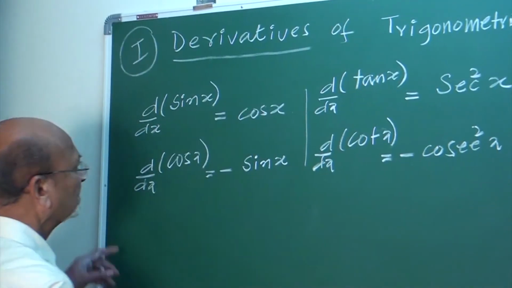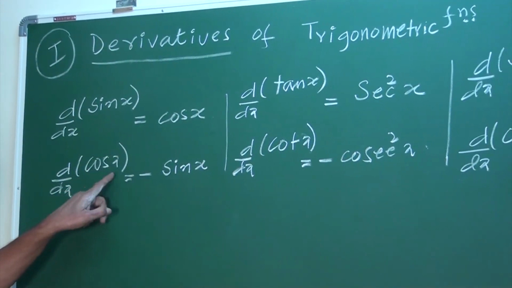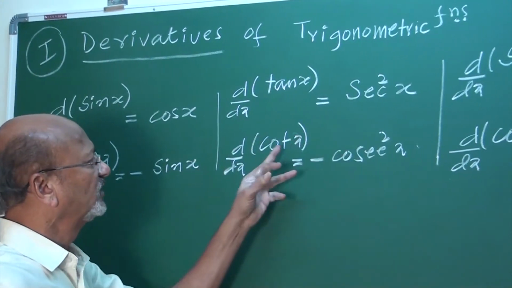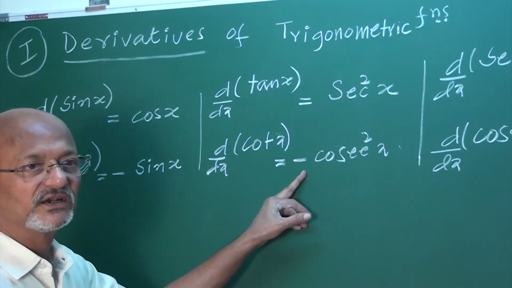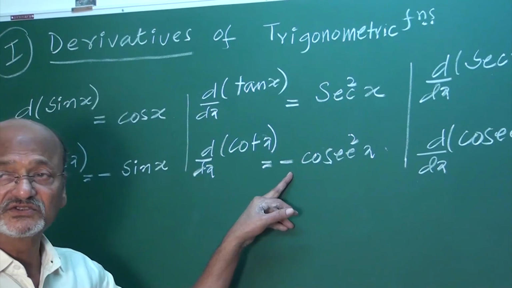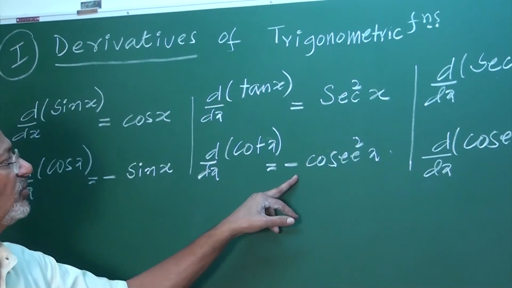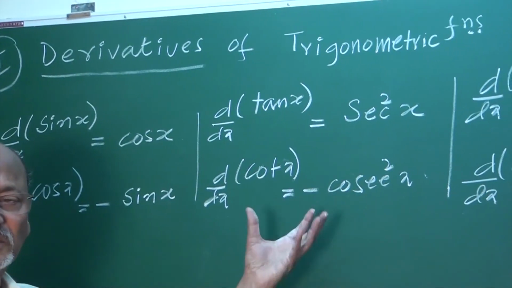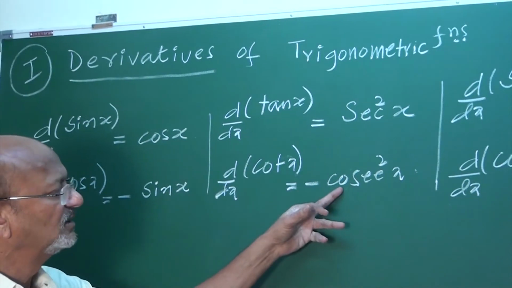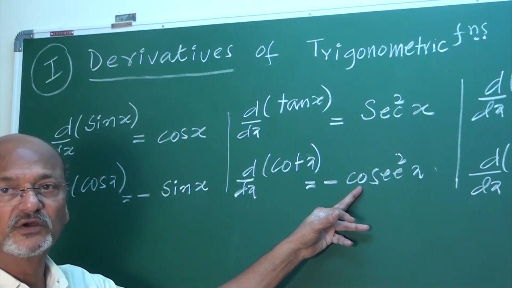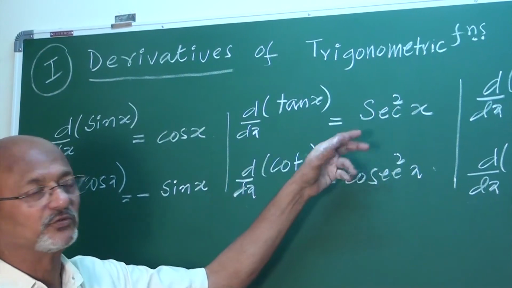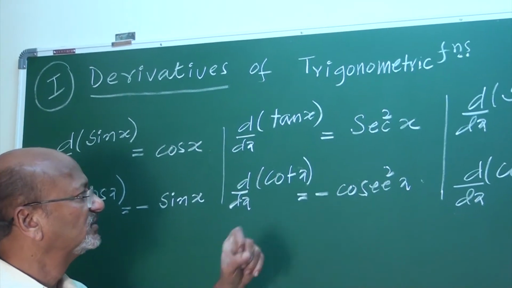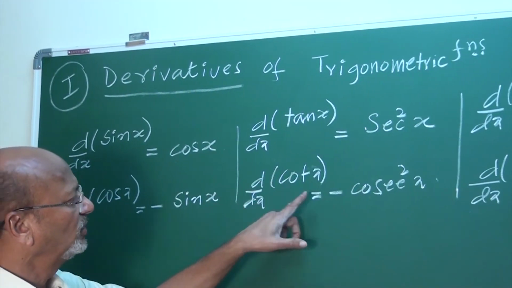See, the derivative of sine is cos, and of cos is minus sine; the change is in between. Then the derivative of tan is sec square, and of cot is minus cosec square. Why, my friends? Even in 10th standard, while proving identities, we used 1 plus tan square is sec square, and 1 plus cot square is cosec square. There is a relation between them; they are a pair. So tan gives sec square, cot gives minus cosec square.